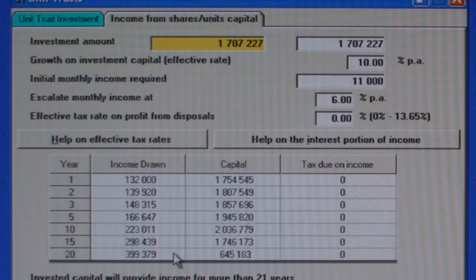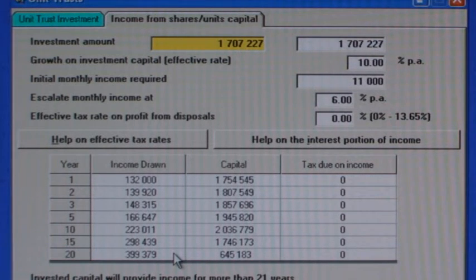It is true that there may be a small amount of income by way of interest income, but this is generally very little and, in most cases, negligible. Have a look at the two buttons on this screen explaining effective tax rates and the interest portion of income.